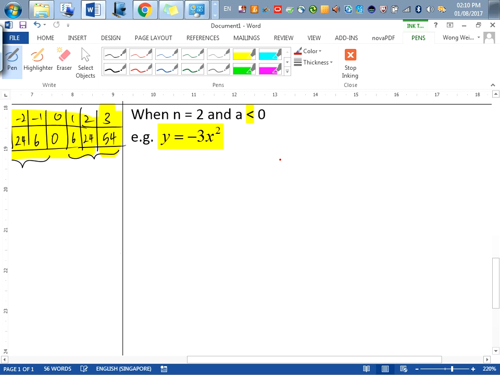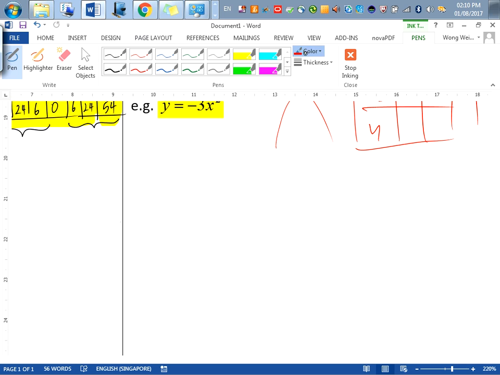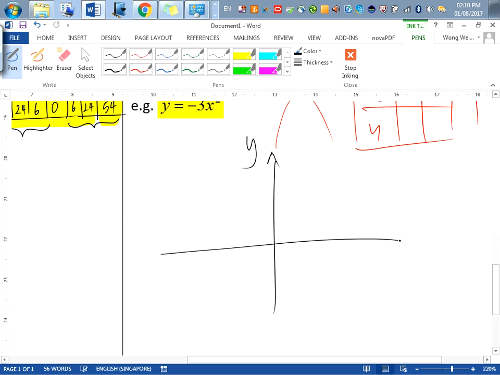Okay, not symmetrical. Still not symmetrical. Okay, that's a bit better. So, right now, I can choose to plot the values again. But I don't want to waste time, because I already know what it's going to be like. So draw your y and x-axis. It is going to open downwards and it is going to pass through the origin.